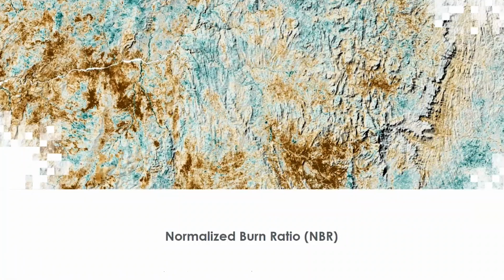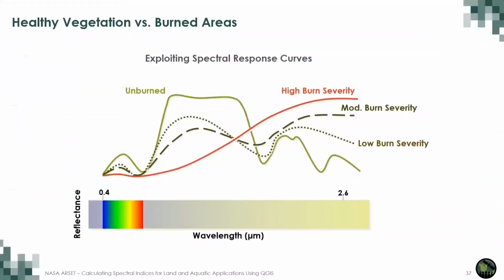Moving away from direct monitoring of vegetation, we have the normalized burn ratio, or NBR. We can use the reflectance properties from the satellite image to identify healthy vegetation versus burned areas. As we mentioned, in healthy vegetation, there's reflectance in the green and near-infrared portions of the electromagnetic spectrum, so that's why we see healthy vegetation as green. When we compare the healthy vegetation spectral signature to those of burned areas, we notice some stark differences, though.